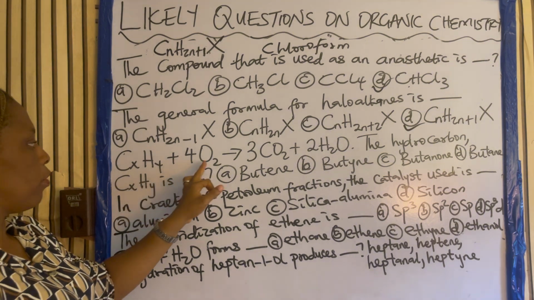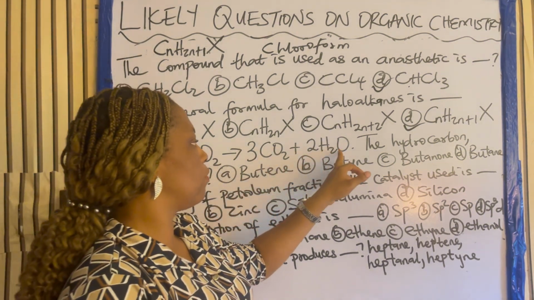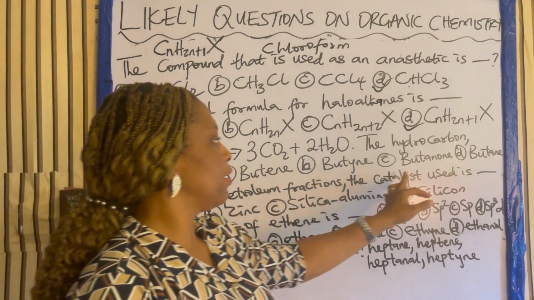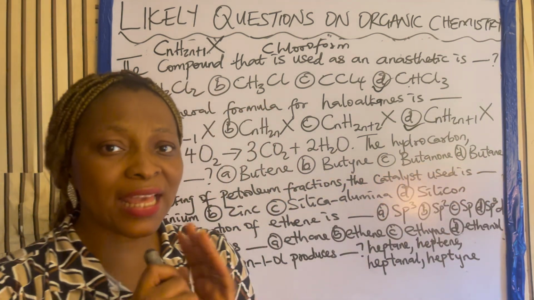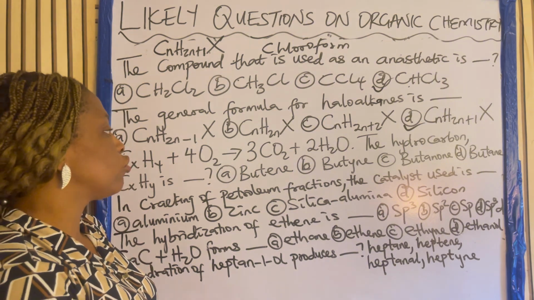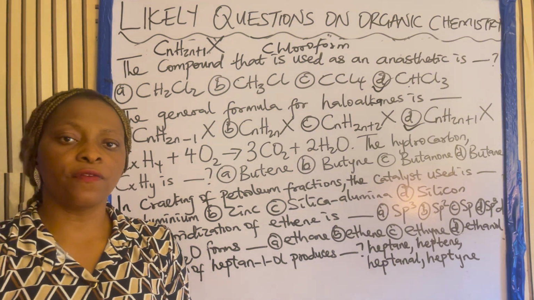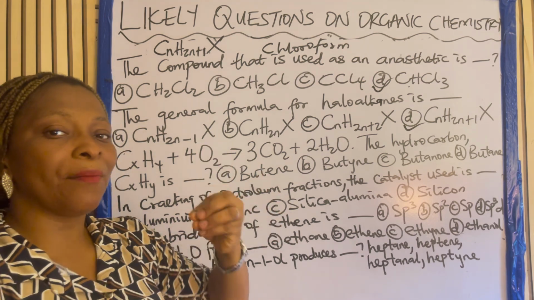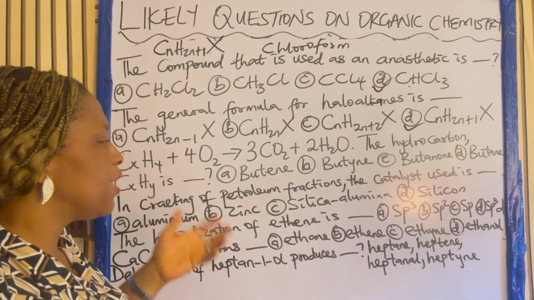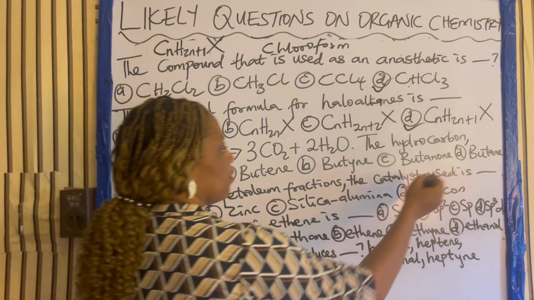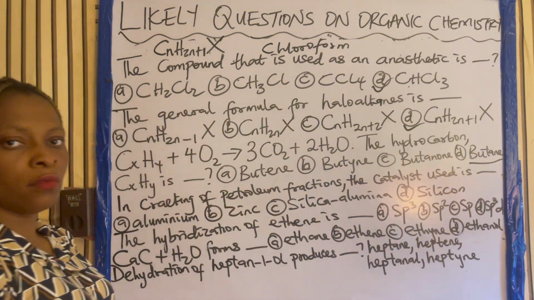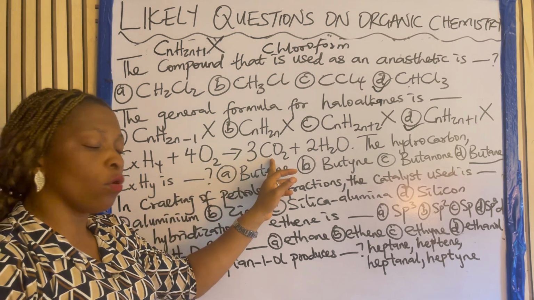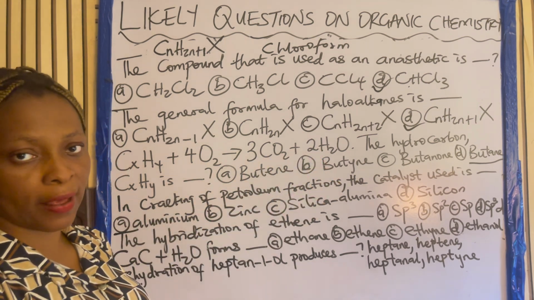You have this plus oxygen to give you carbon dioxide and water. So the hydrocarbon, this is what? Butane. Once you see a reaction of a hydrocarbon with oxygen, it will give you carbon dioxide and water. And what is that thing? It is the family of alkane. The family of alkane will give you that. This is butane. When the alkane family reacts with oxygen, they will give you what? Carbon dioxide and water.